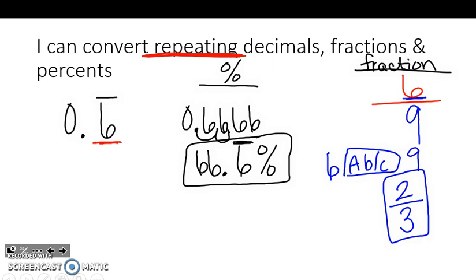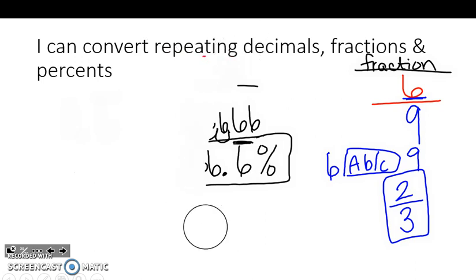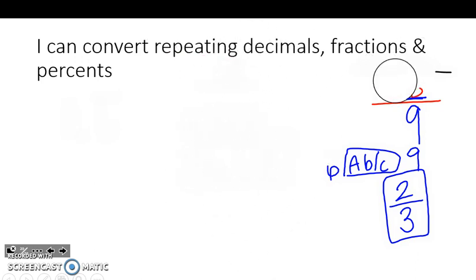Guys, the nice thing about this is if you type in 6 divided by 9 or you type in 2 divided by 3 in your calculator, you're going to notice that in your calculator window you get 0.666666. So you get the same number that you started with. So you can always double check that you have the correct fraction if you want to. Okay, let's do another one.